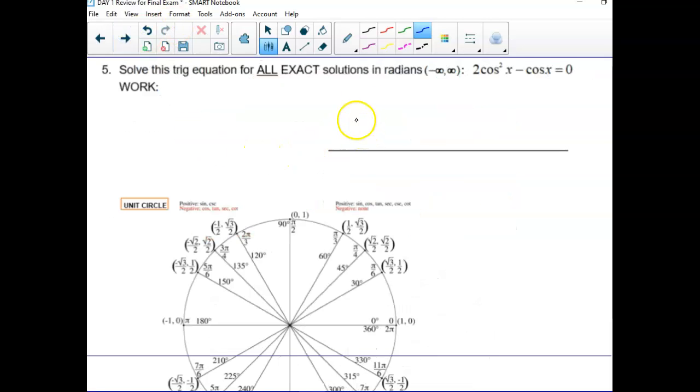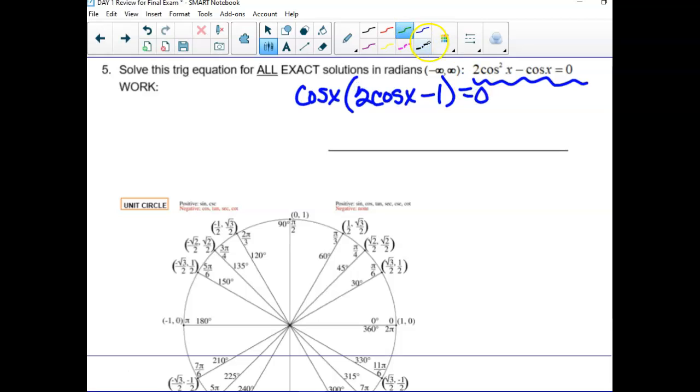Okay. Solve this trig equation for all solutions in radians. What's going on here, guys? What can we do here? Do not ever divide by a trig function. So don't move cosine over there and divide. Instead, we take out a cosine of x. What's left? 2 cosine of x minus 1 equals 0. Everybody okay? When you divide cosine by cosine or pull it out, you get a 1 there. So it's minus 1 back there.